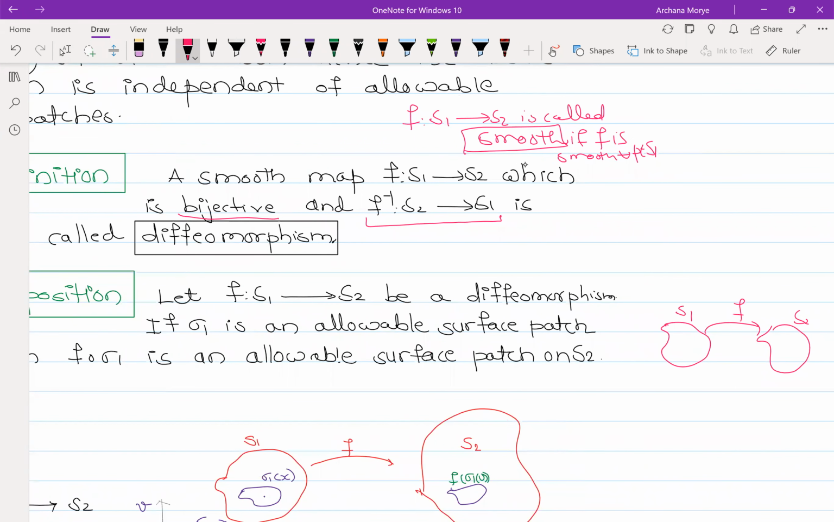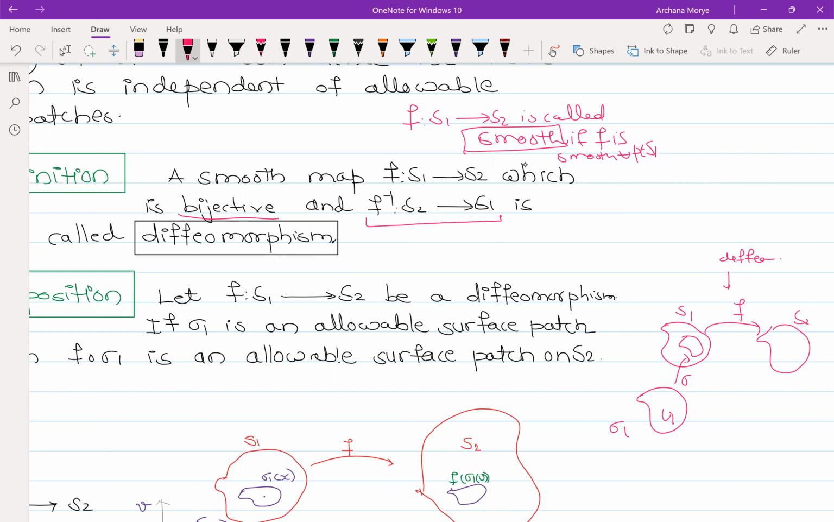So suppose I have a smooth map, a diffeomorphism, from S1 to S2. And suppose I have another patch sigma from some open subset U to S1. So this is some allowable surface patch. That means this is a smooth patch, regular and so on.